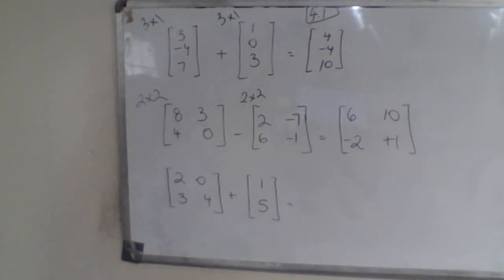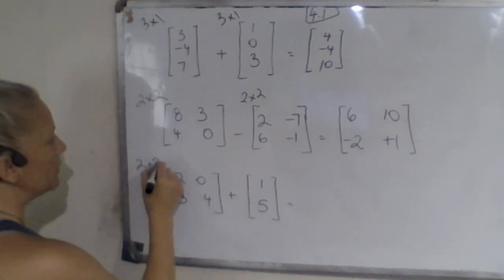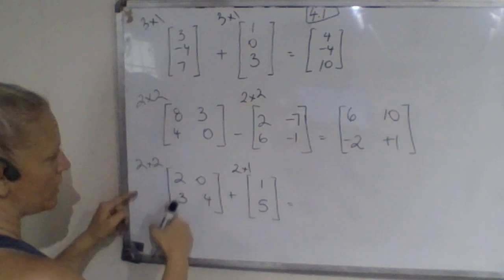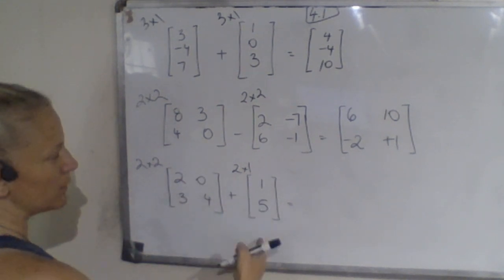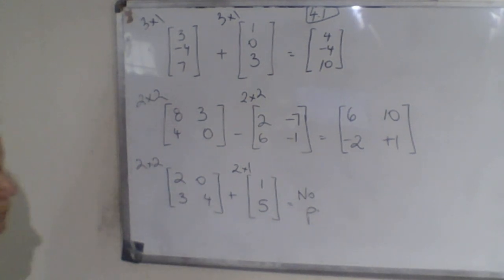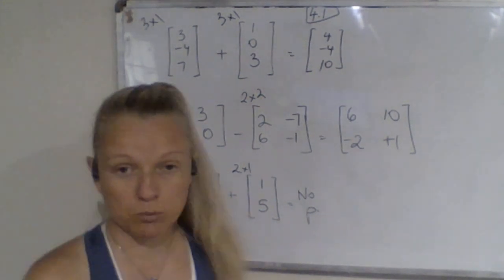Let's look at the third one. This is a 2 by 2. This is a 2 by 1. It has 2 rows. This one has 2 columns, only 1 column. Not possible. We cannot add these 2 because they do not have the same measurements, okay?